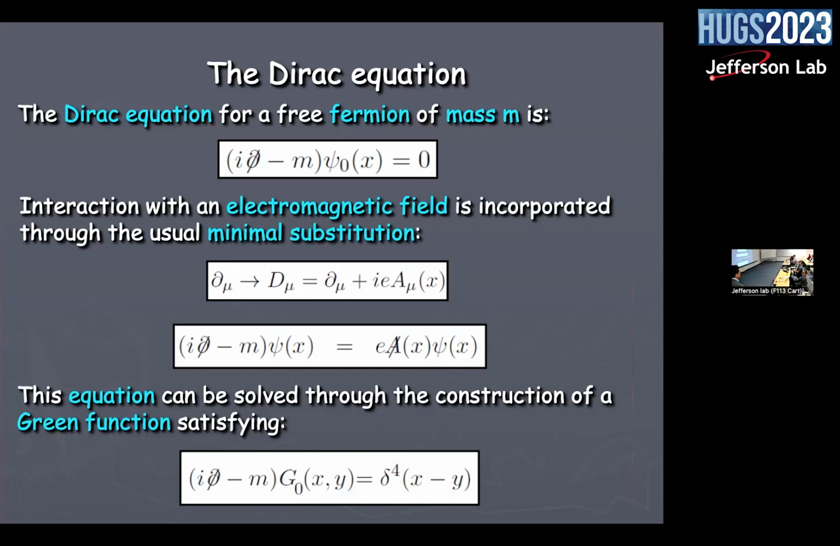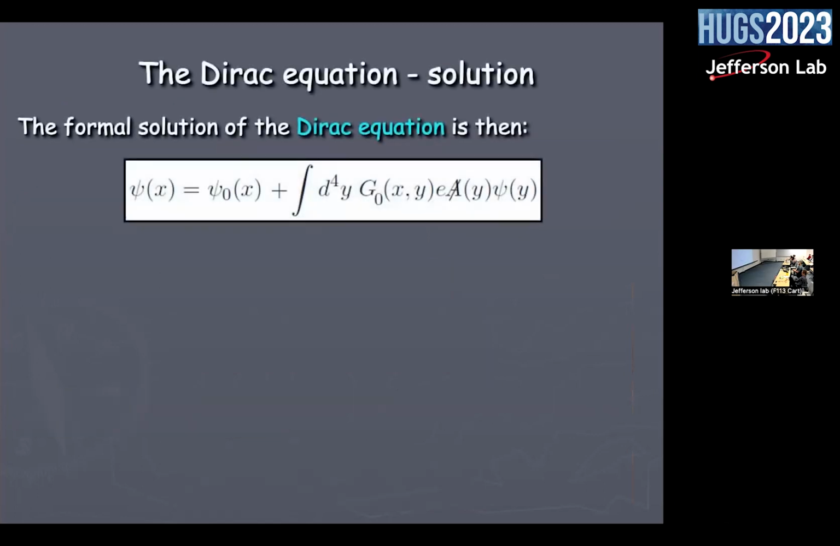One can possibly try to solve these equations formally by defining something like what we can call a Green function with this equation of motion. If you do this, then you can say, okay, formally, if I have interactions present, then this is the formal solution of the Dirac equation.